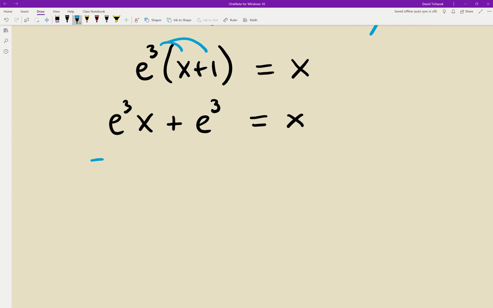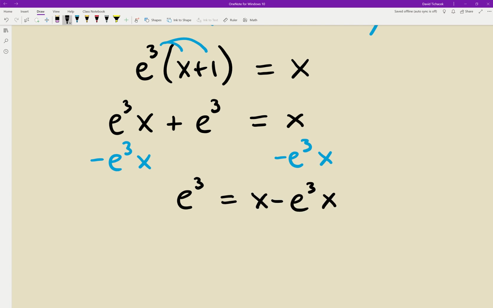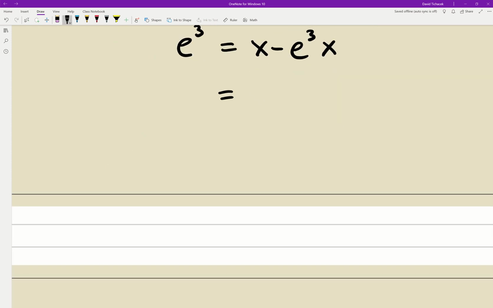Okay, so for that reason, I'm going to subtract away e to the third x from both sides. And so my equation now reads e to the third is equal to x minus e to the third times x. And because I have everything with an x in it on the right-hand side, I can factor out an x from the right-hand side. So x times the expression 1 minus e to the third is going to be equal to e to the third on the left-hand side.